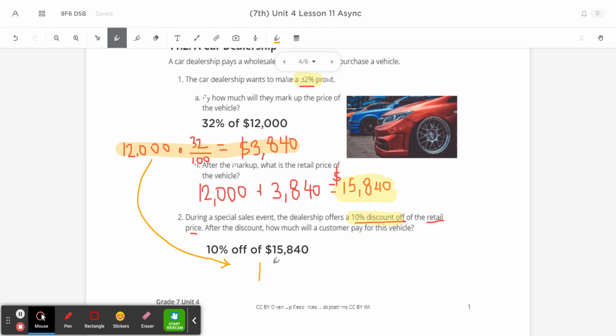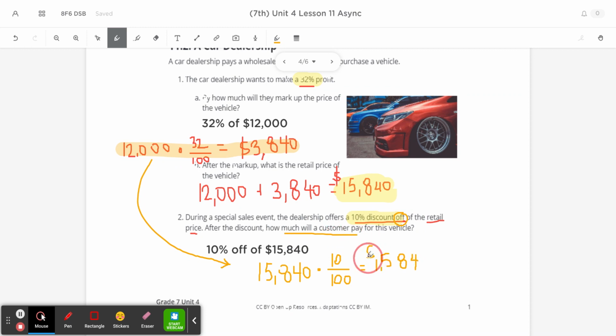So, just like in question 1, you should have multiplied your whole number, $15,840, times your percent over 100. And in this case, that gives us $1,584. Now remember, $1,584 is going to be our discount. That is how much the customer gets off. But the question is, how much will the customer pay?